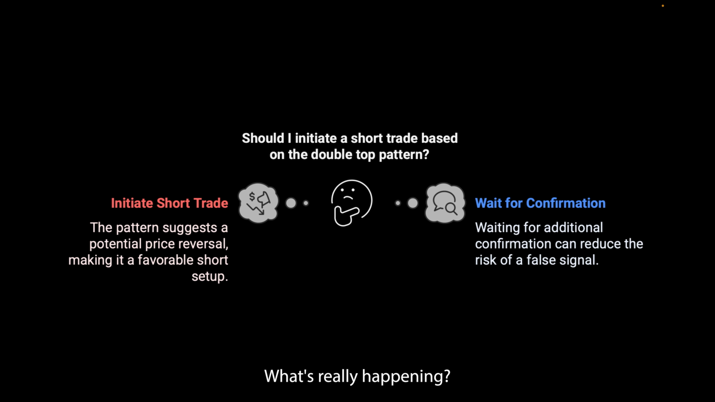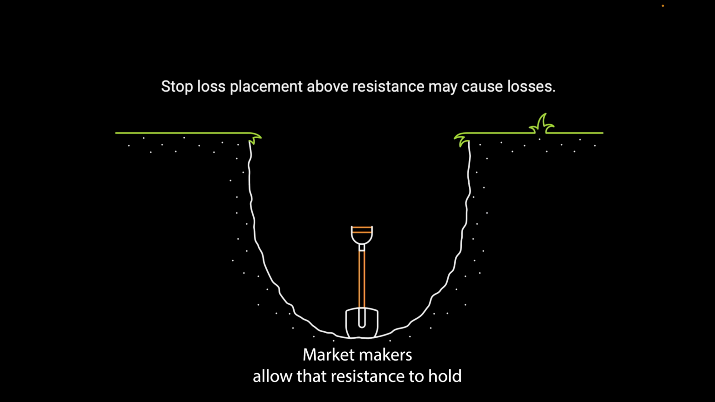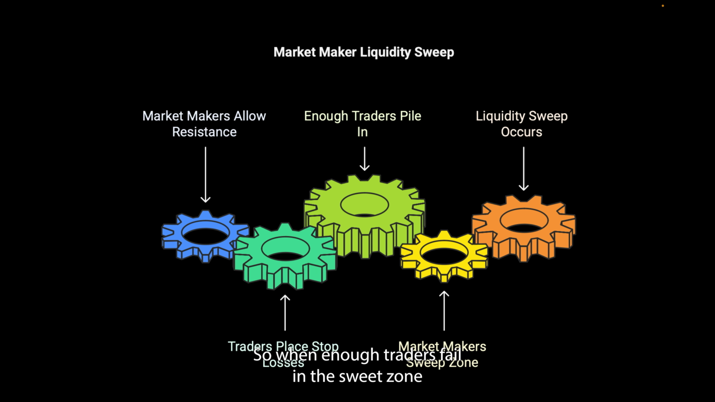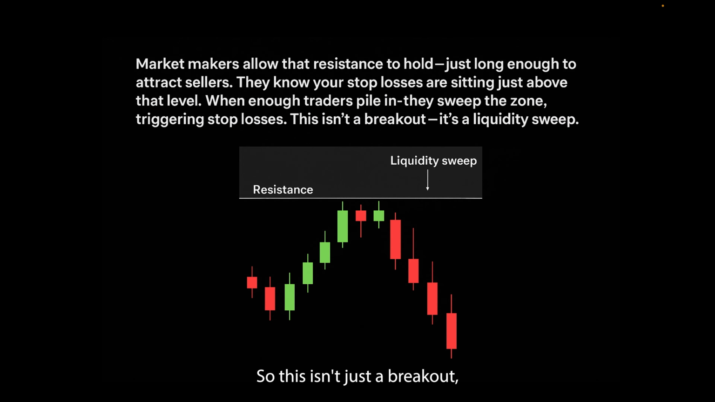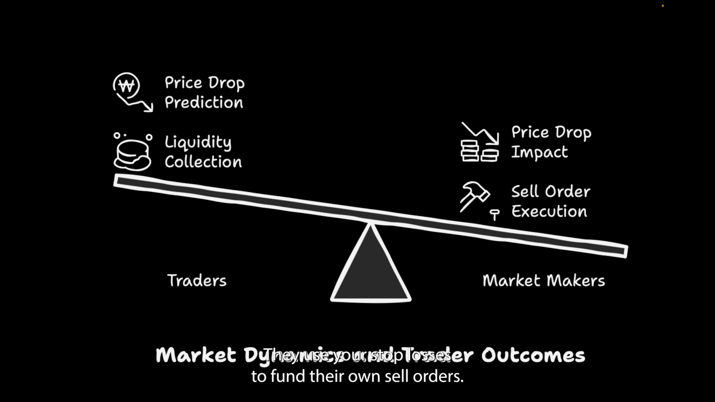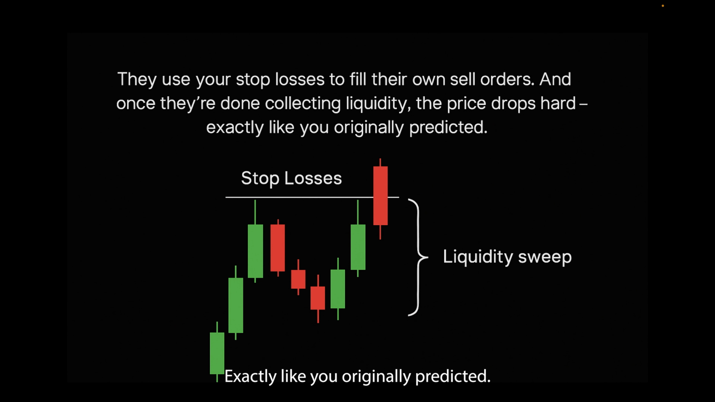But here is what's really happening. Market makers allow that resistance to hold just long enough to attract sellers. They know your stop losses are sitting just above that level. So when enough traders pile in, they sweep the zone, triggering everyone's stop losses. So this isn't just a breakout, it's a liquidity sweep. They use your stop losses to fill their own sell orders. And once they're done collecting liquidity, the price drops hard. Exactly like you originally predicted, but you are already out of the trade.